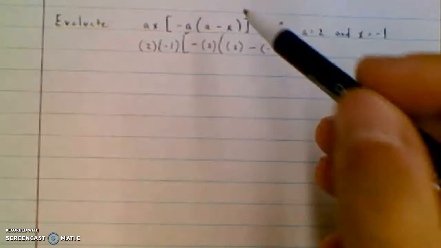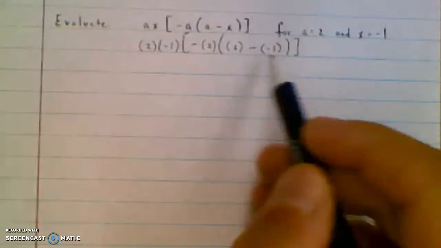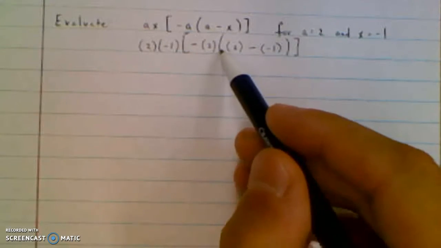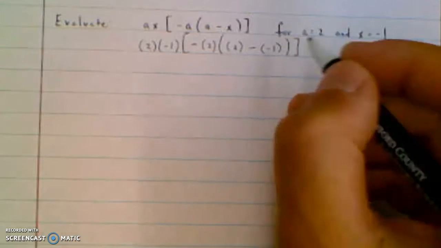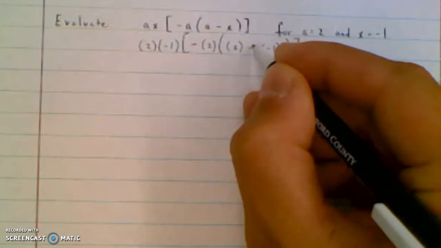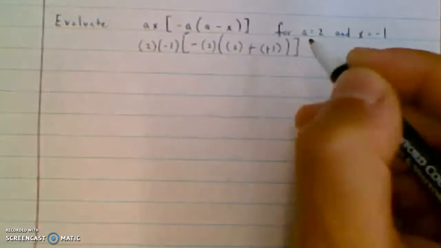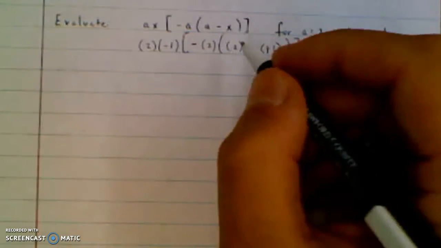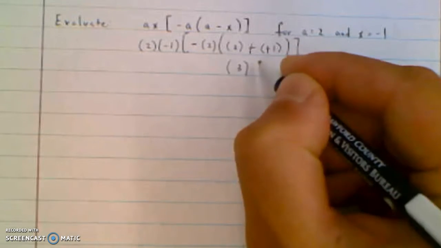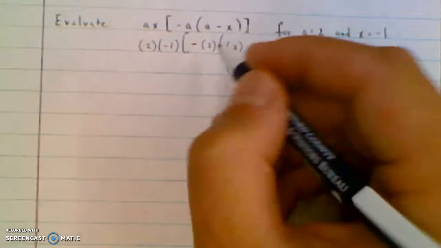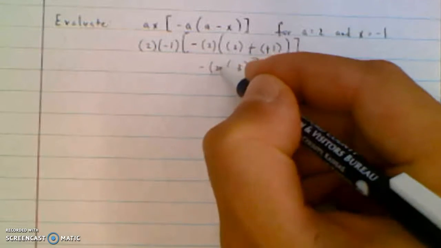Alright, take 2. I would begin right here inside this symbol of inclusion, these parentheses, with 2 minus -1, which is actually 2 plus 1. Change subtraction to addition, add the opposite. 2 plus 1 is 3. And copy everything else down.